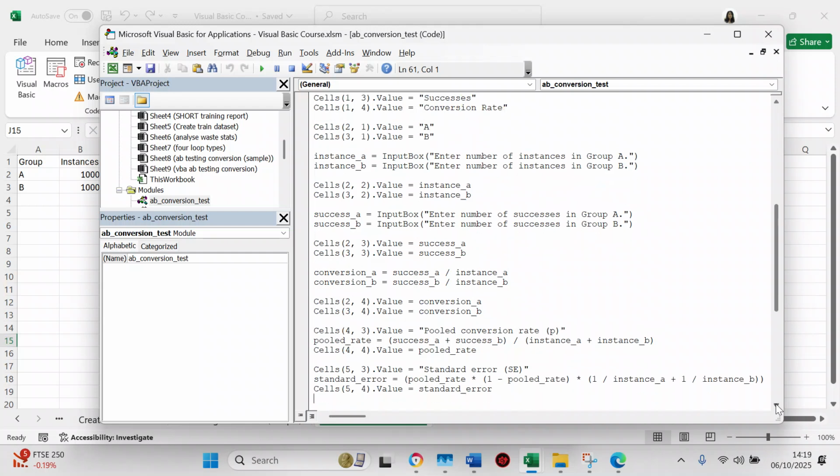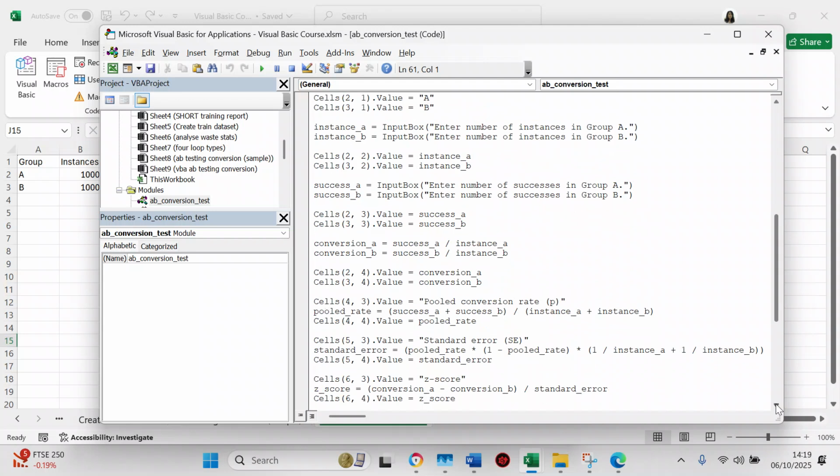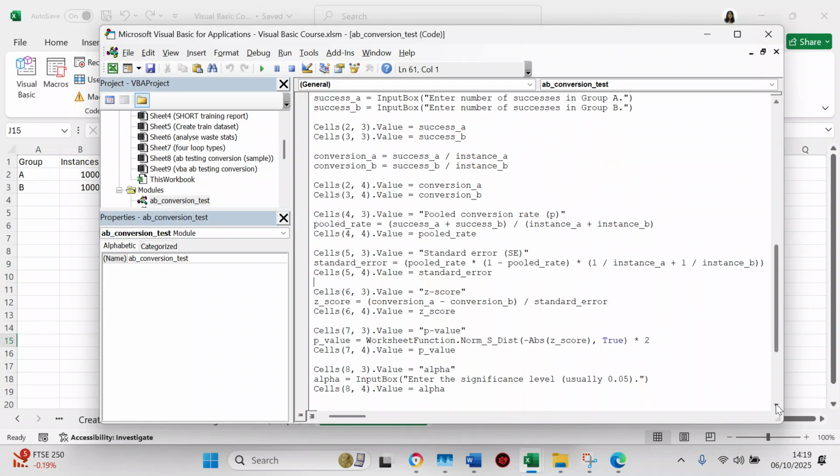Success A equals input, enter number of successes in Group A. Success B is the same except it's success B. Conversion A equals success A divided by instance B. And conversion B equals success B divided by instance B. Cells(2, 4).Value equals conversion A. Cells(3, 4).Value equals conversion B.